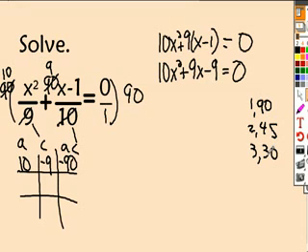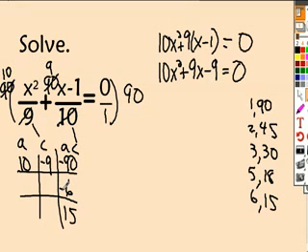What was 90? 5 and... 18. 15. Okay, so we're going to go 6 and 15. We want your sum to be positive 9, so which one's negative? The 6 is negative.